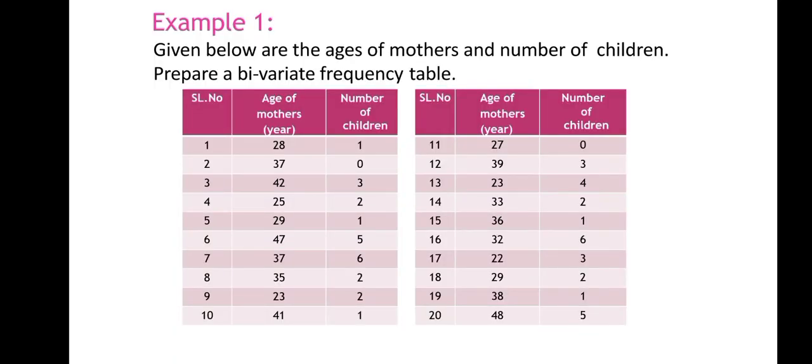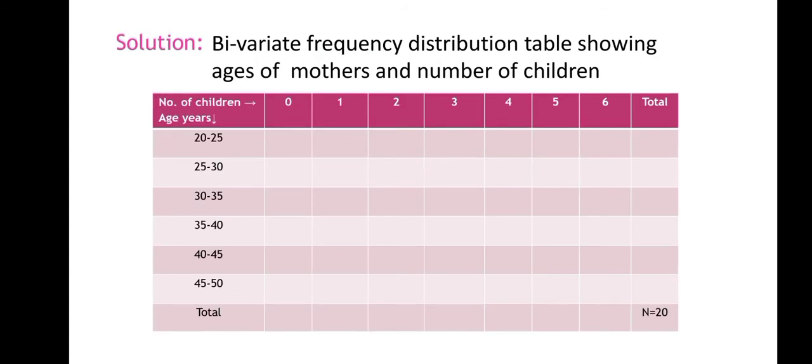Let us consider an example. Given below are the ages of mothers and number of children. Prepare a bivariate frequency table. Here you can see there are 20 observations given, and ages of mothers and number of children are given. Now we have to prepare a bivariate frequency distribution table.